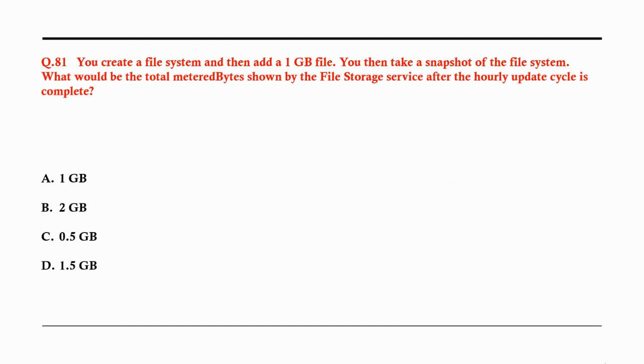Question 81. You create a file system and then add a 1 GB file. You then take a snapshot of the file system. What would be the total megabytes shown by the File Storage service after the hourly update cycle is complete? The correct answer is A, 1 GB.